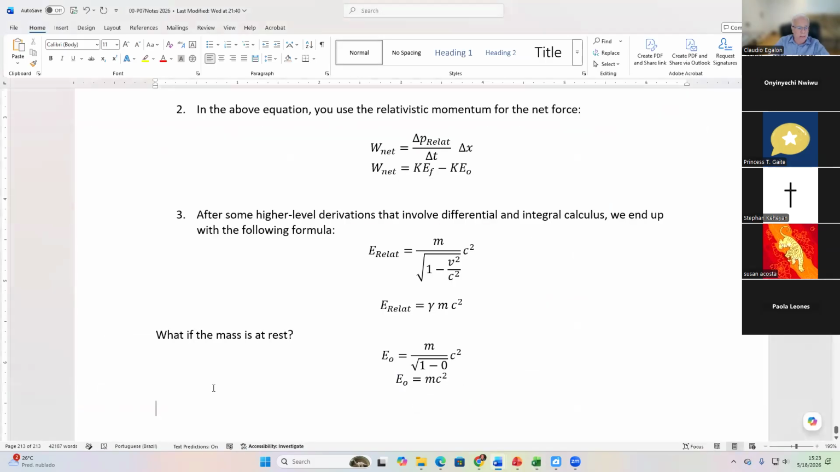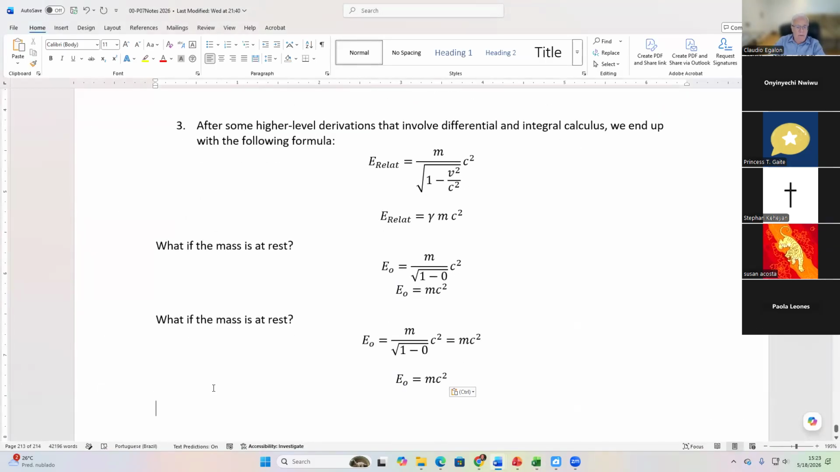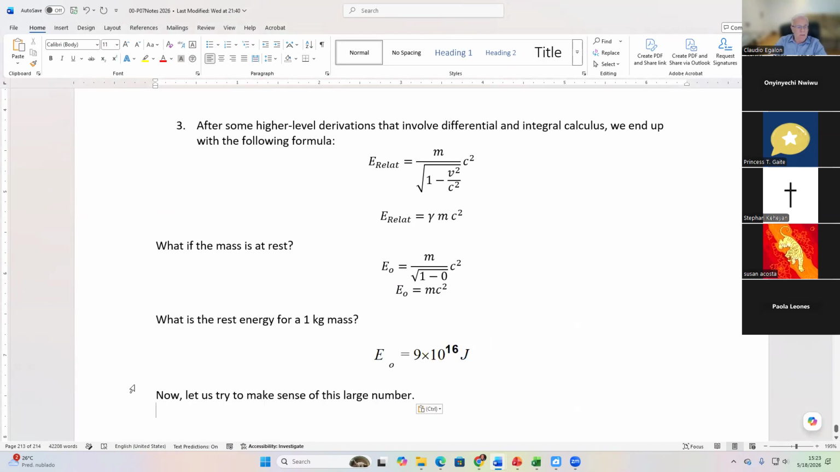Now let's see what this number is. A very large number, right? What does it mean? We have to visualize what this type of energy is all about. Let's try to make sense of this large number. It doesn't make any sense to come up with this large number if you cannot compare it, if you cannot say what we can do with it.